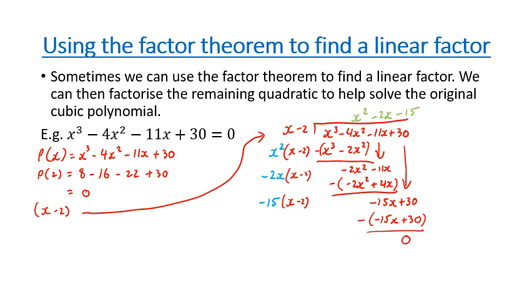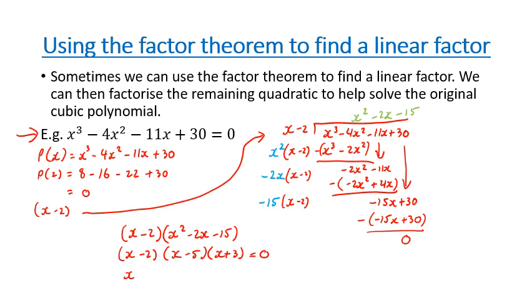Now, basically, I've got my original cubic, which is over here, in the form of x take 2 and x squared take 2x take 15. All I need to do now is to factorize the second part of my cubic, which is the quadratic, using the product and sum. If I do that, I'm going to end up with x take 2 at the front, x take 5, x plus 3. Therefore, if this all equals 0, I can say that x must be either 2, 5, or minus 3 using my null factor.